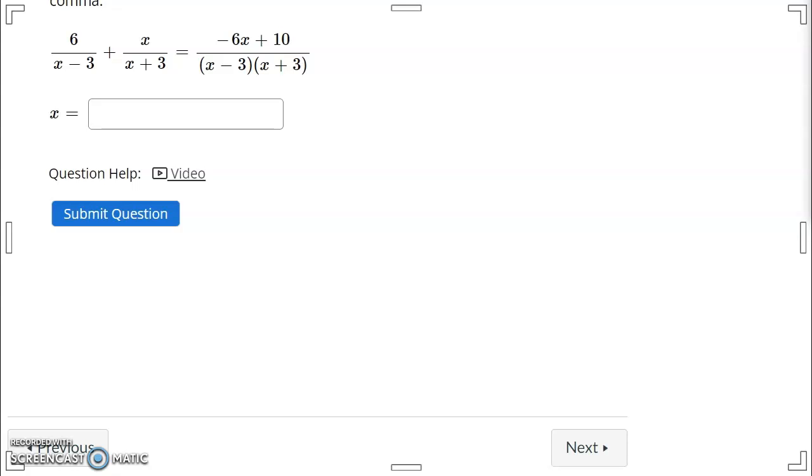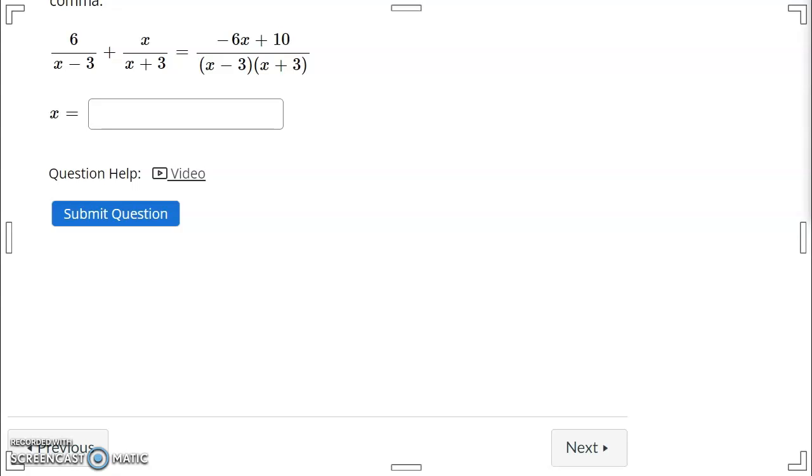Okay, this is a problem from 5.4, rational equations and solving rational equations. So the first thing you probably notice when you look at this problem is that there are lots and lots of fractions, right? So what we're going to do is take care of those fractions. We're going to multiply everything by the LCD.